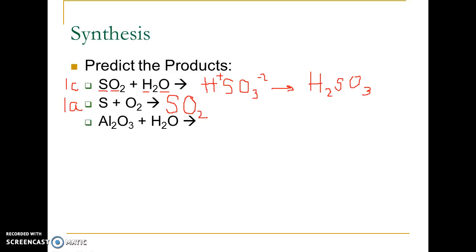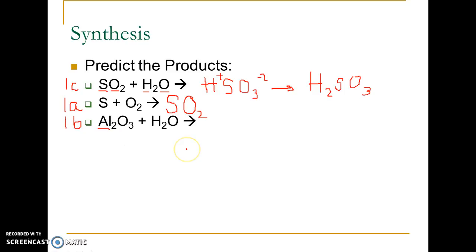Alright, we're going to do a couple more together, and then we'll let you do some on your own. Here I have aluminum oxide plus water. First thing I'm going to do is look in my reference table and determine what type of synthesis reaction this is. This is a metal, since I have aluminum, a metal oxide plus water chemical reaction. And this is going to be a 1B.